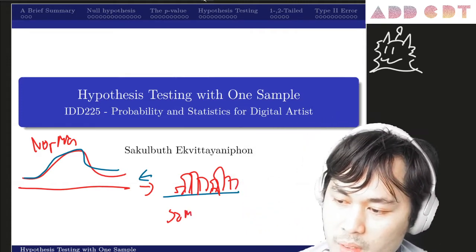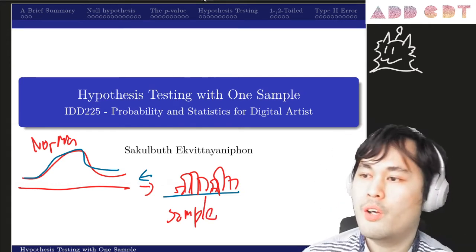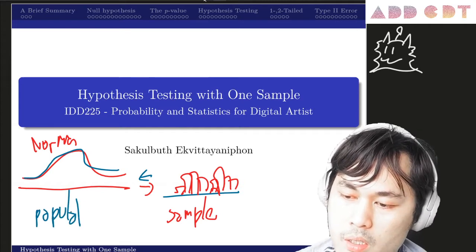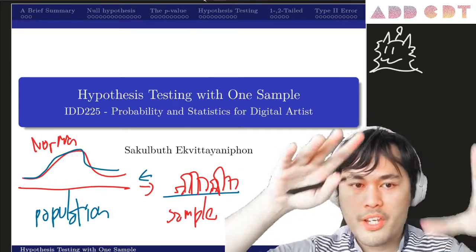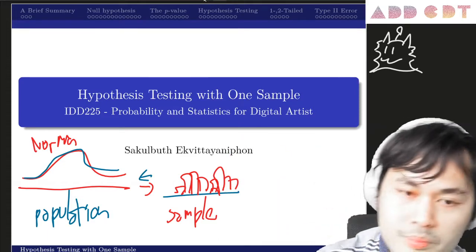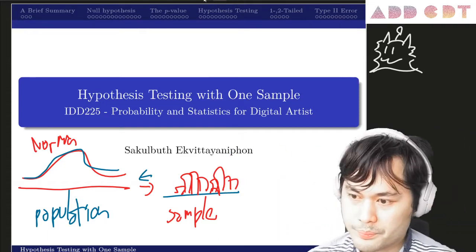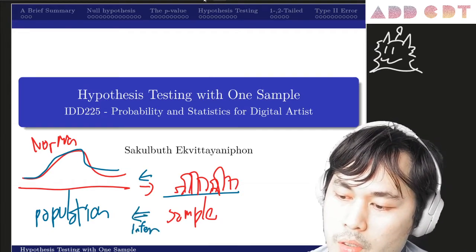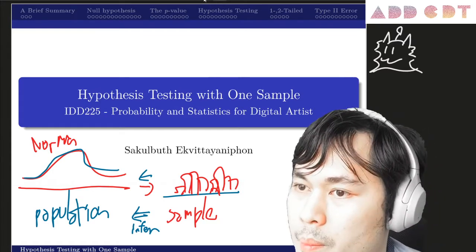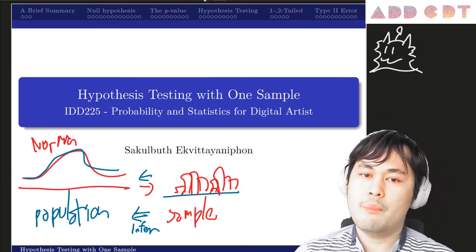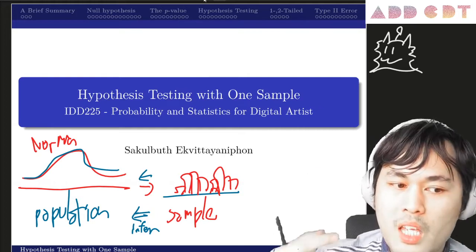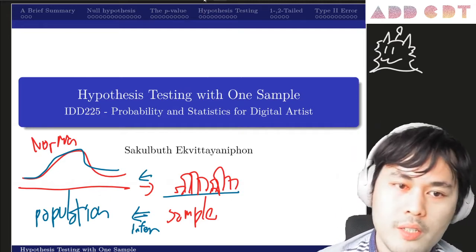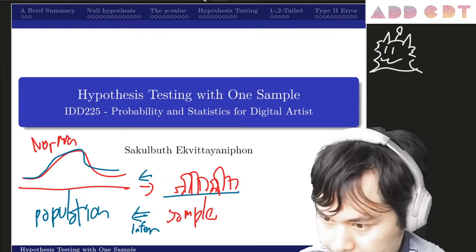Okay, we have this world, the sample world, where we get an actual number, and we have the population. But the population is obscure. We don't know about it at all. So we are trying to infer from this sample. Let's say we collect a sample from 30 students and we get a mean of some amount. Then what can we say about the actual population of maybe 1,000 or 10,000 students in the whole college?